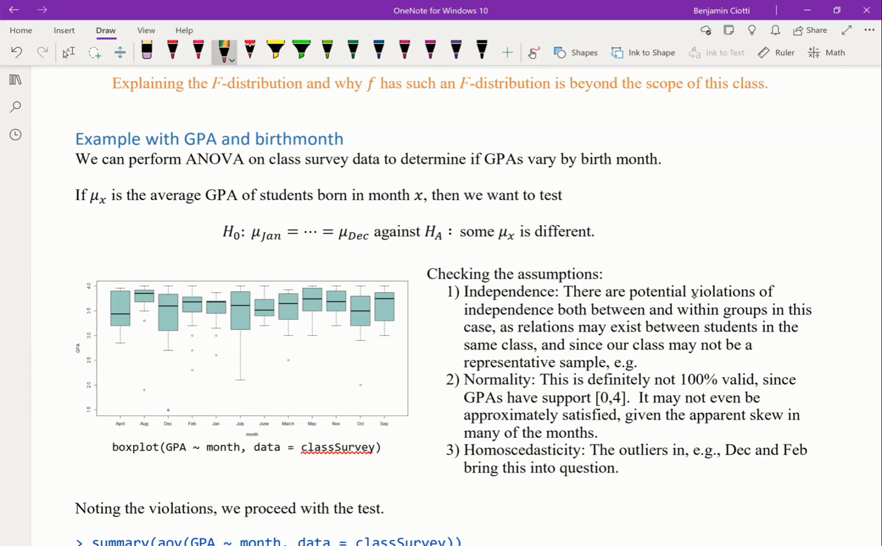Now you can spot some pretty skewed months here, right? So everything is kind of clustered up against the maximum value of 4. And then you can also see months, say like February, January, July, December, heck, August. All those appear to have some skew in them. So those are all potential violations of normality.